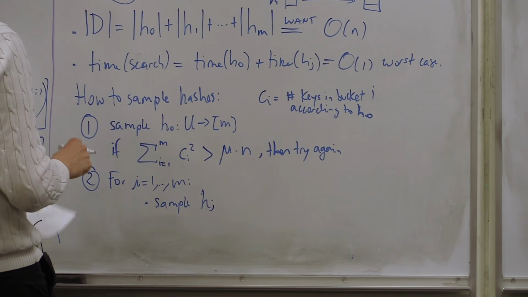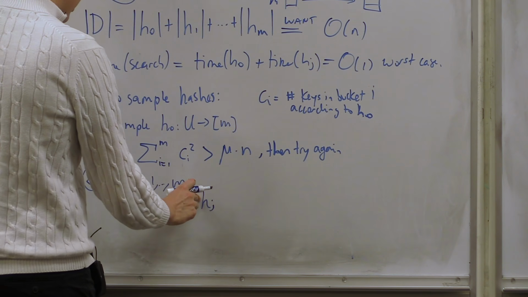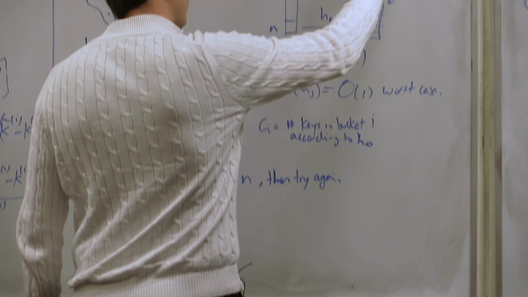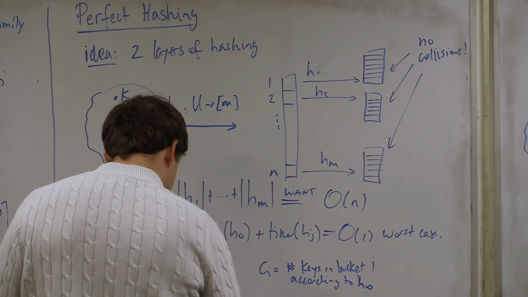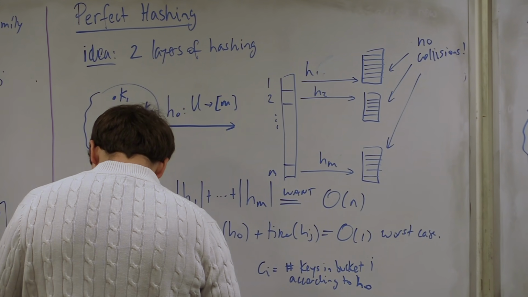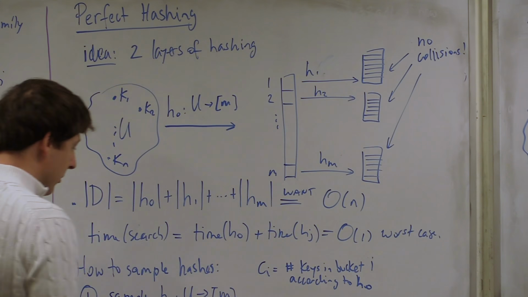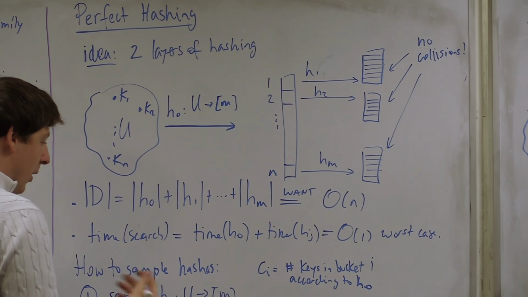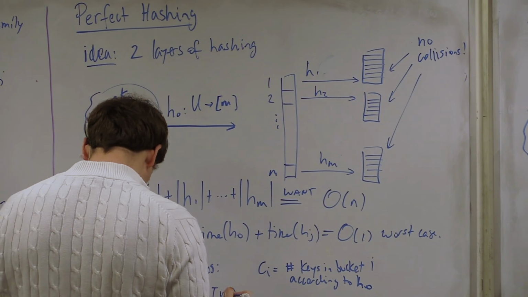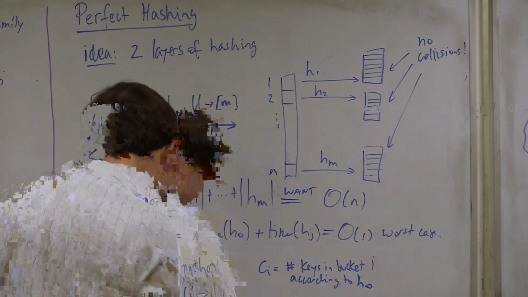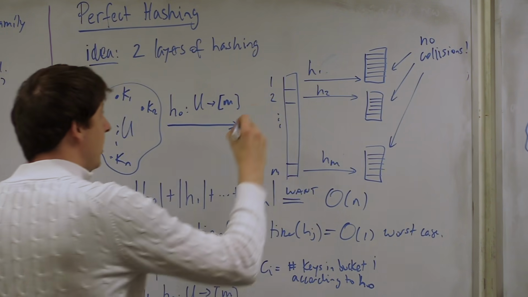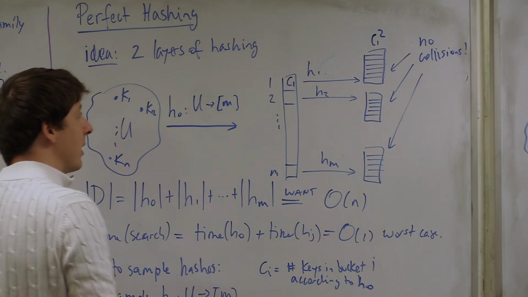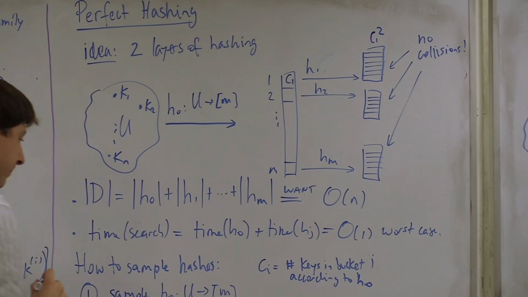Okay? But now, remember that we need to try the second level arrays to have no collisions. So these Hi's, I'm going to map them not to a small domain, but to a rather large domain. How large? I'm going to pick them to be Ci squared. Okay, so if I have C1 things here, I'm going to map them to an array that is C1 squared.